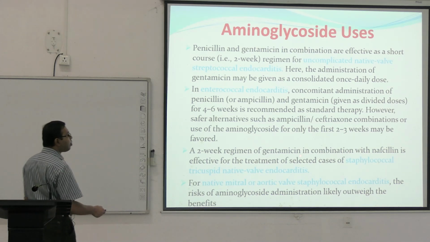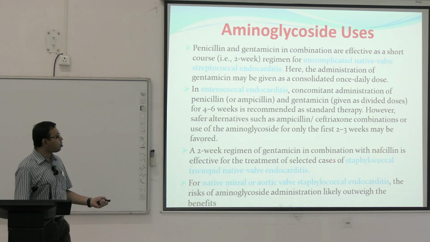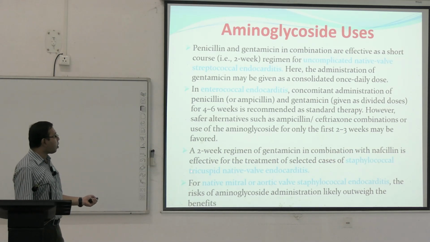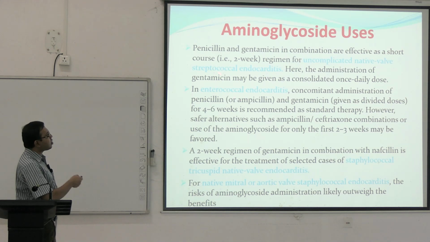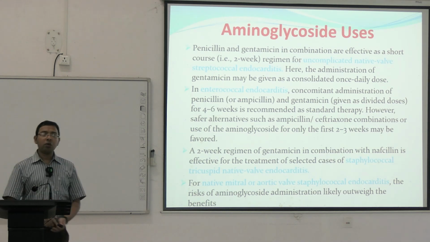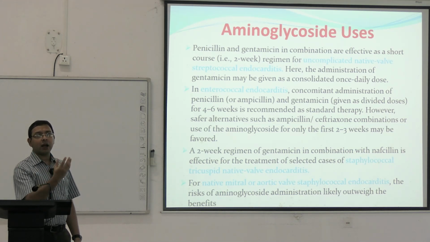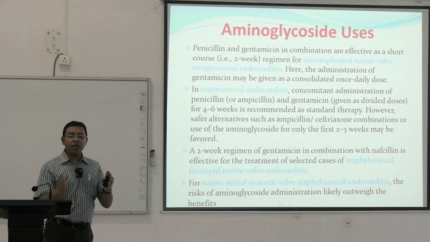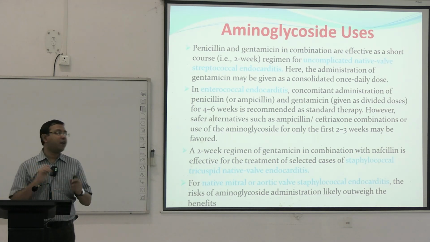A 2-week regime of the gentamicin in combination with nafcillin is effective for the treatment of selected cases of staphylococcal tricuspid native valve endocarditis. So this is the Enterococcus infection, this is the Streptococcus infection, this is the Staphylococcus infection. So the endocarditis may happen due to different types of gram-positive bacteria, and accordingly the regime of the aminoglycosides with other penicillins or the glycopeptides will be different.